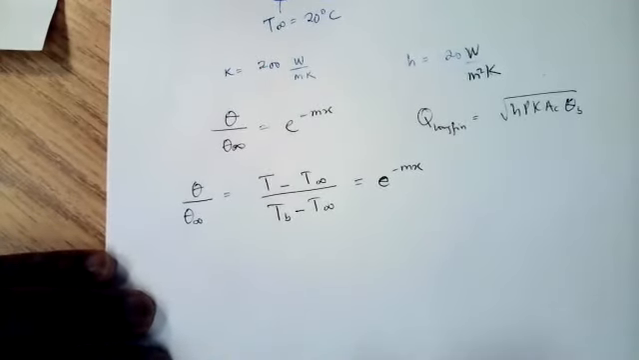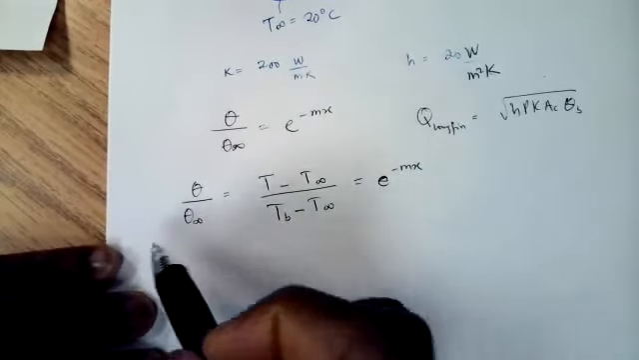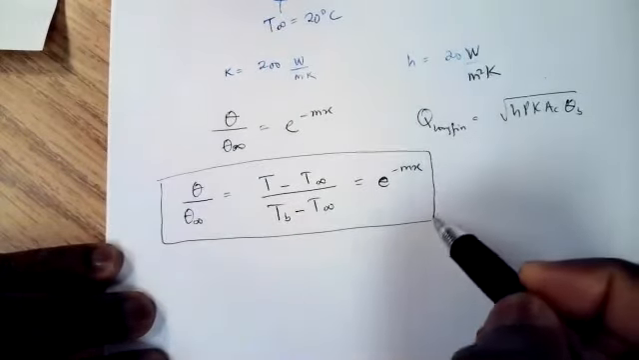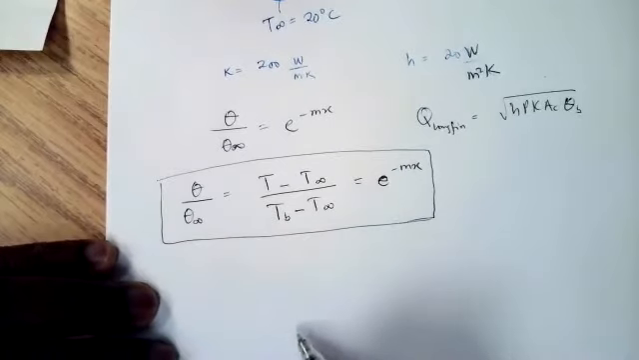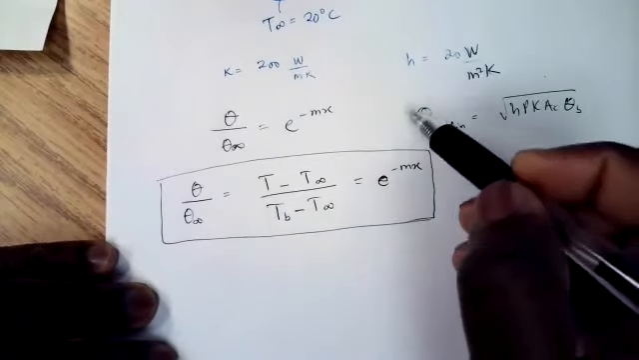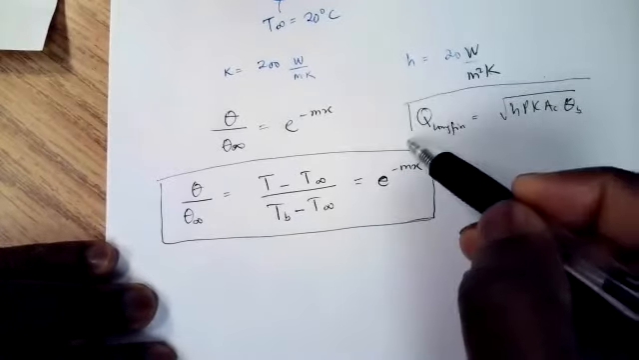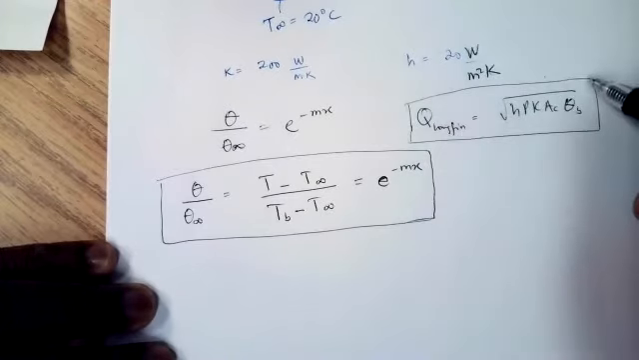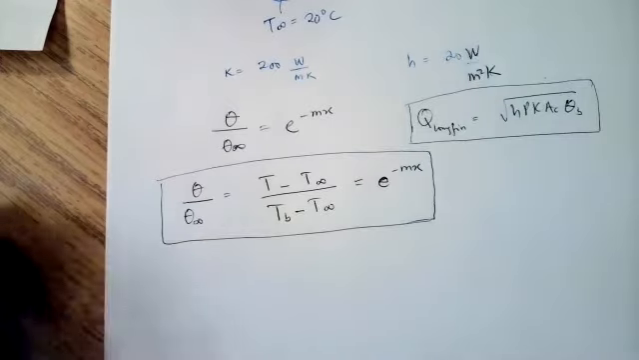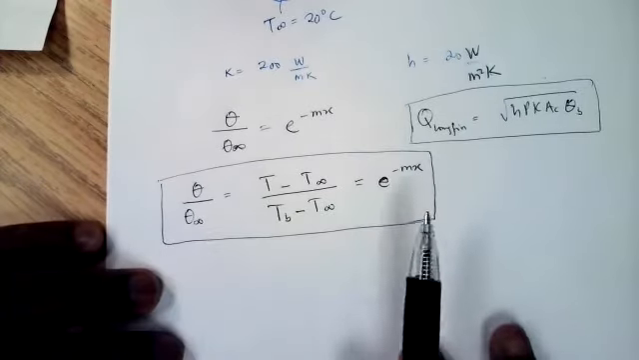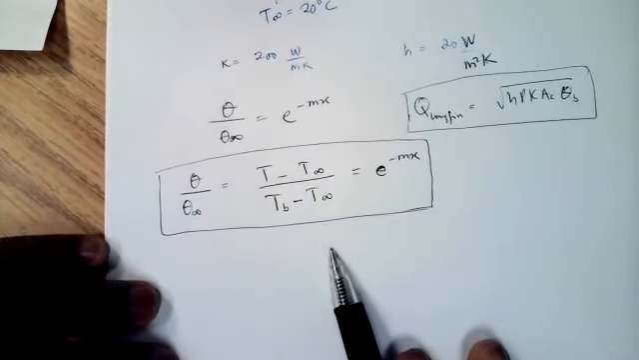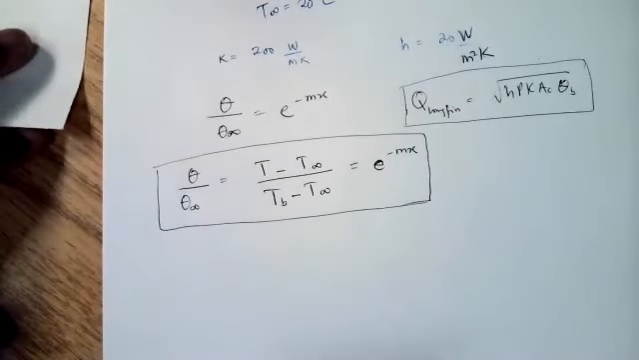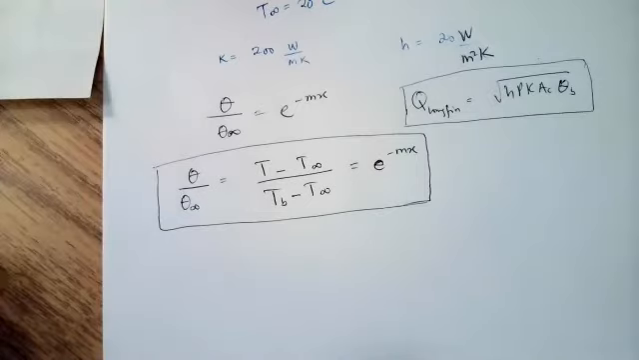So these are the expressions that we're going to use to find the temperature at a particular distance from the base. And then we use this formula to find the rate of heat loss. Don't forget that you have to do some kind of analysis to find which formula to use for your question. It all depends on the initial conditions you're dealing with.